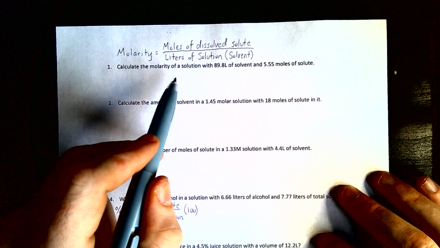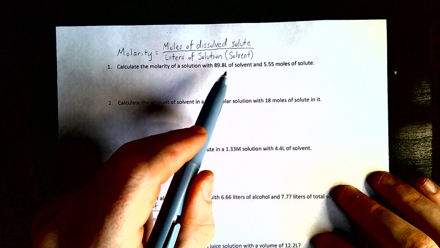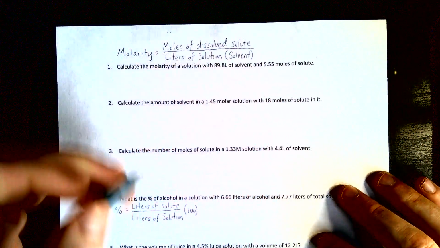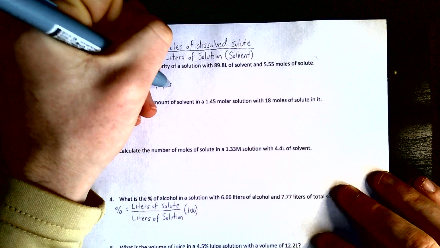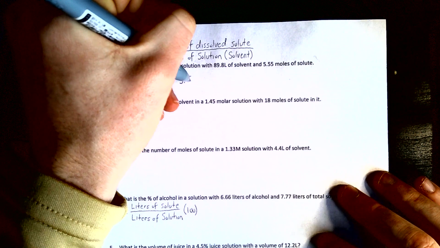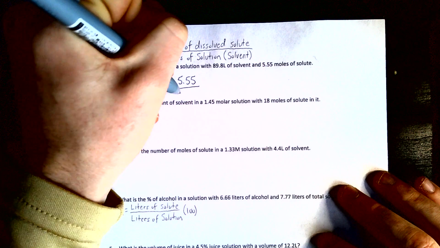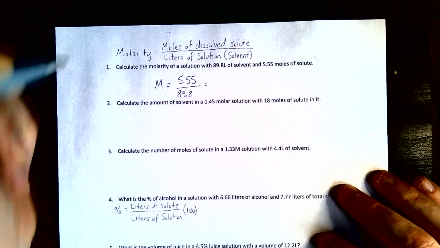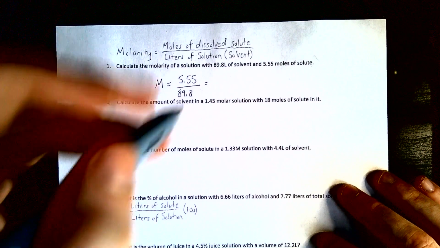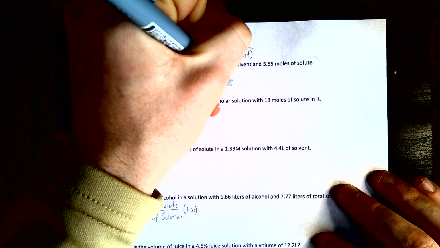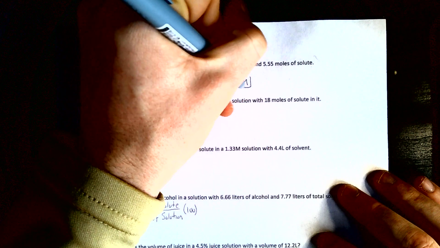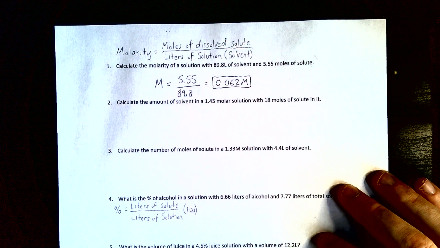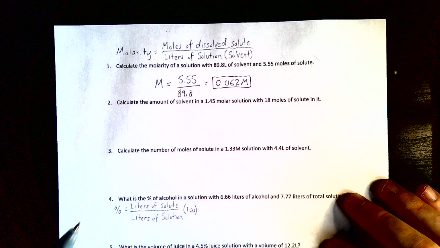Calculate the molarity of a solution with 89.8 liters of solvent and 5.55 moles of solute. Well, this one's pretty straightforward. Let's just plug in what we see, and plug that into your calculator and get 0.062 molar. There you go.